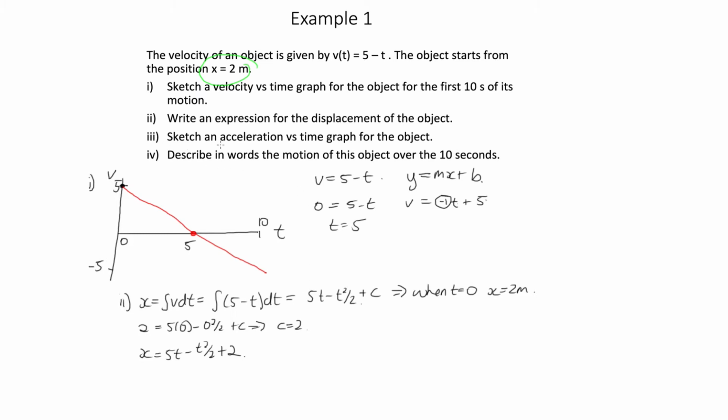Now we're asked to sketch an acceleration versus time graph for the object. Okay, so we know that acceleration is equal to dv dt, and so we just need to differentiate our 5 minus t, and that's just equal to minus 1. So this is a nice graph to draw. It's a bit boring. Here's the acceleration, here's the time, here's minus 1, and it's just a straight line like that, always at minus 1. So that's from 0 seconds up to 10 seconds.